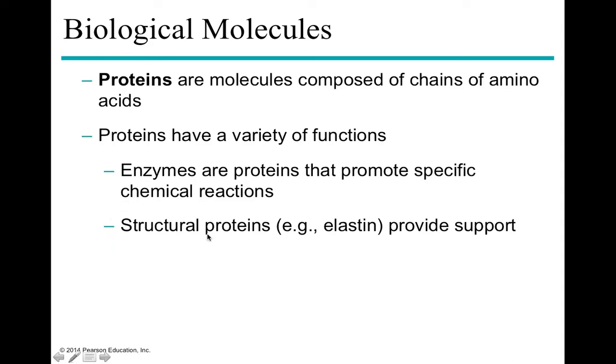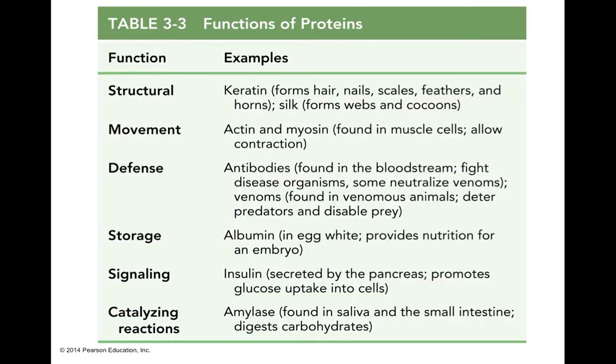We also have structural proteins such as elastin and keratin, and these are going to help provide support for the cell. So these are going to be kind of scaffolding proteins within the cell. Again, this is an overview of the different classes of proteins. So we have structural proteins such as keratin and silk.